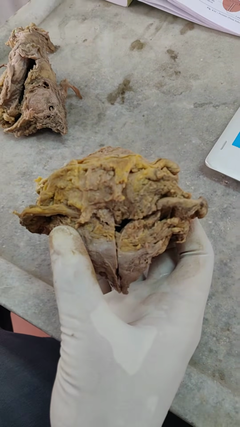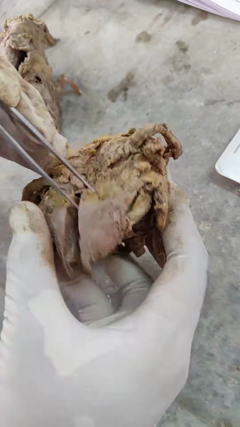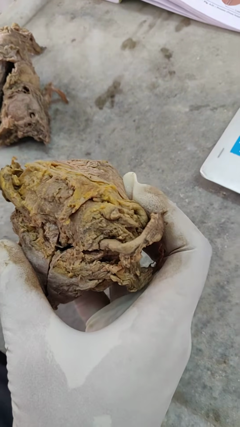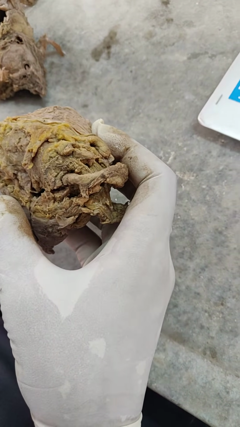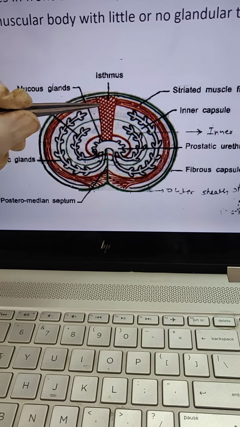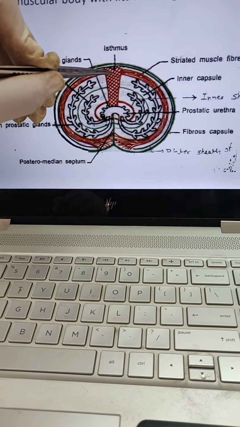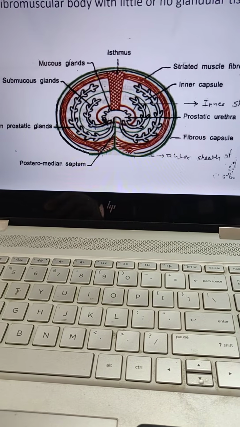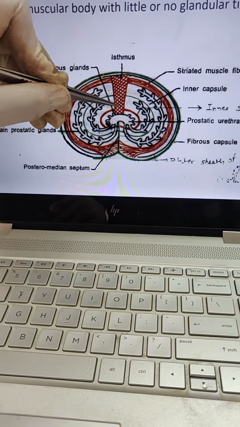The prostate is divided into 5 lobes by the 2 ejaculatory ducts and the prostatic urethra. The most anterior lobe of the prostate has a small isthmus, which connects to the 2 lateral lobes. These are the lateral lobes on each side, connected by the isthmus in front of the urethra. It is a fibromuscular body with little or no glandular tissue present inside the anterior lobe.